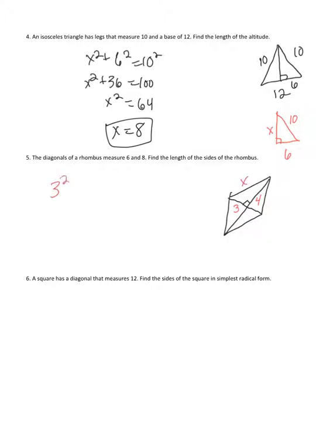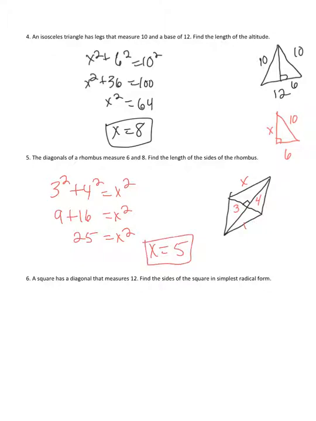3 squared plus 4 squared is equal to x squared. 9 plus 16 is x squared. This is a Pythagorean triple. It's a 3, 4, 5 right triangle, which means x is 5. So the side length of the rhombus is going to be 5. And remember, all sides are the same length. So if you find one, you found them all for the rhombus.